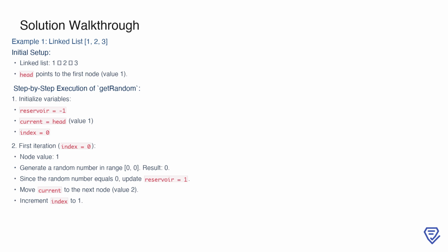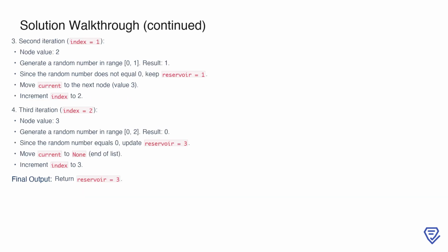In the first iteration, the current node value is 1. We generate a random number in the range 0 to 0, which results in 0. Since this random number equals 0, we update reservoir to 1, the value of the current node. Then, we move the current pointer to the next node in the list, which has a value of 2, and increment index to 1.